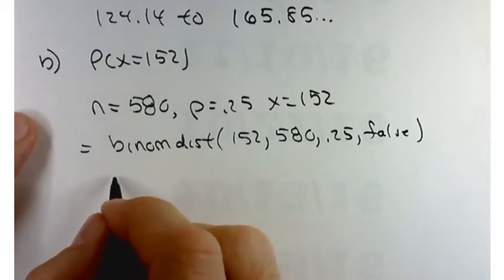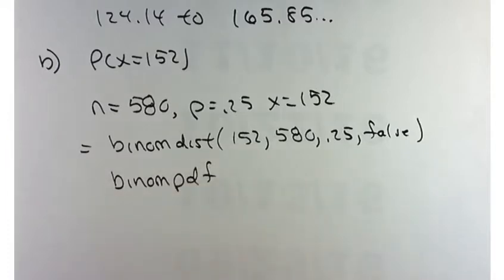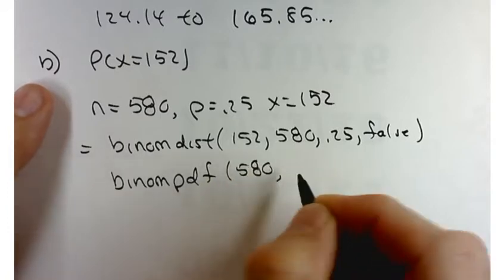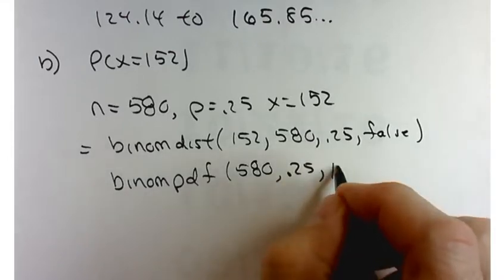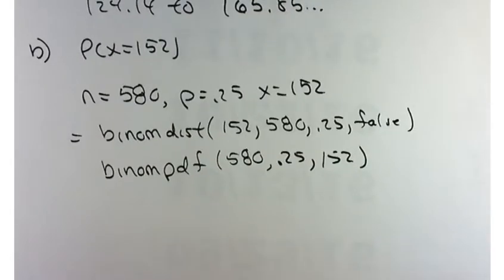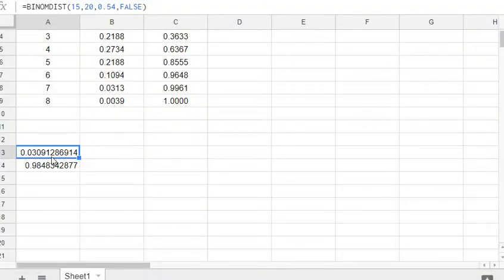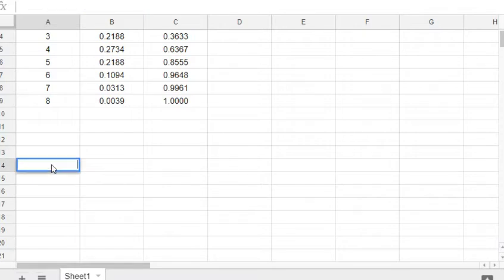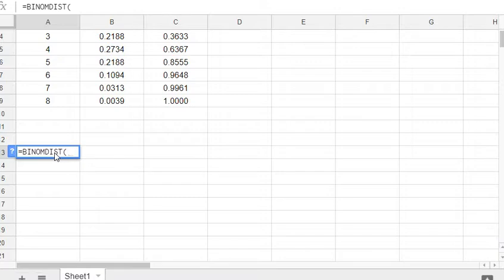Alternatively, on your graphing calculator, it's binomial PDF of 580, comma 0.25, comma 152. Let's see what you get on that. Do that here. Equals binomial distribution. Okay, so a little bit more than 3%.